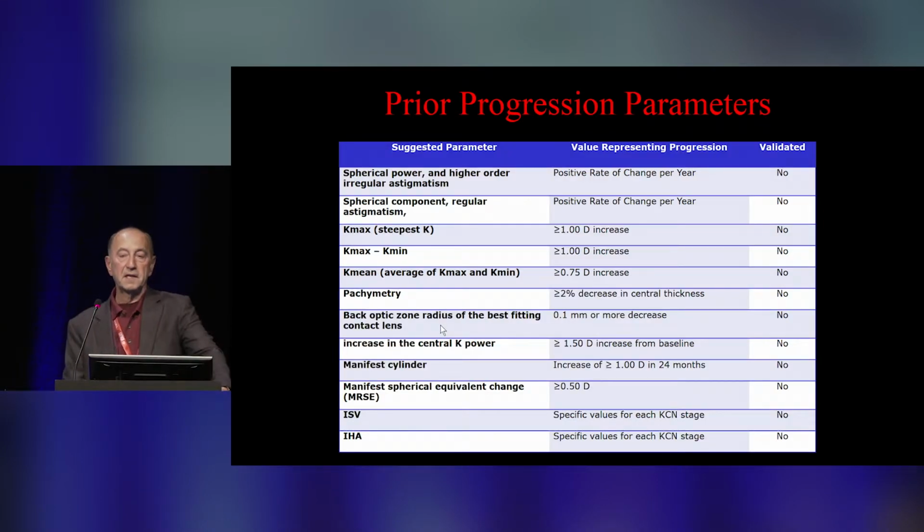And if you look at the currently published progression parameters, and if you look down this whole list, except for, I think, pachymetry in the middle, these are all anterior curvature parameters. In other words, these are measurements to tell you when you've had progression of disease after you've already lost vision.